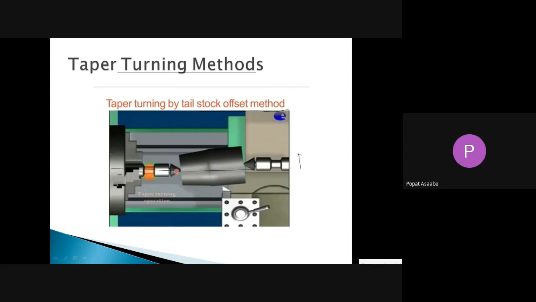Suppose this is the lathe axis, and we have to move the tailstock away from this lathe axis. But how much offset we should give depends on the taper dimension; according to the taper dimension, we have to give the offset. Then how to calculate the offset?